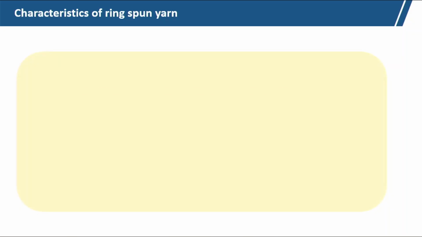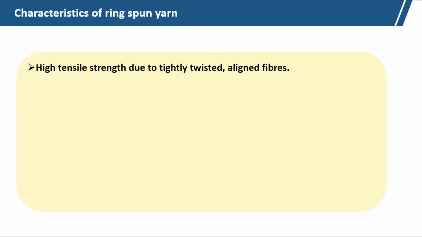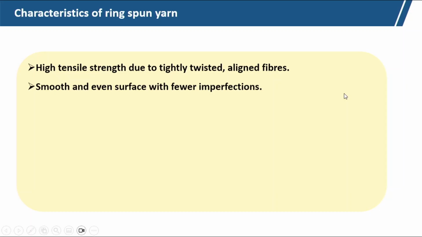So, the characteristics, if you see here: high tensile strength due to tightly twisted and aligned fibers. Fibers are aligned and parallel to each other, smooth and even surface with fewer imperfections we can create here, soft hand feel and comfortable for apparel. Because we can control the twist level, and the fibers are aligned, that is why it has a soft hand feeling.